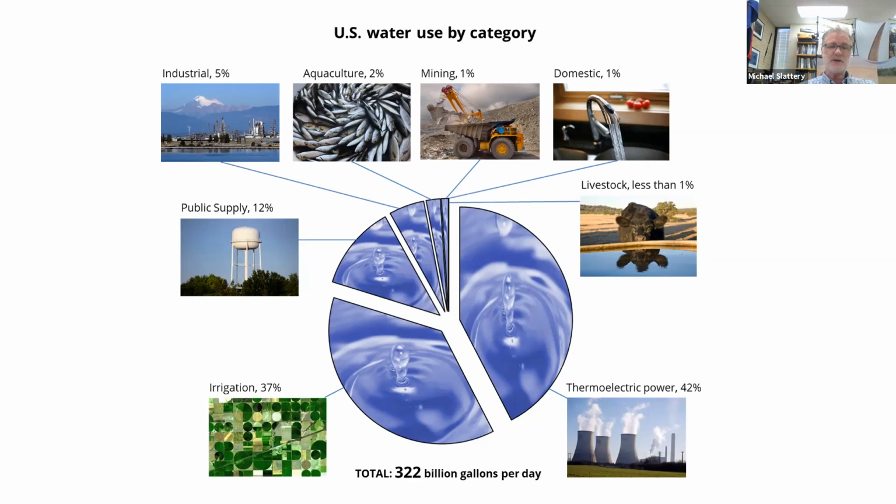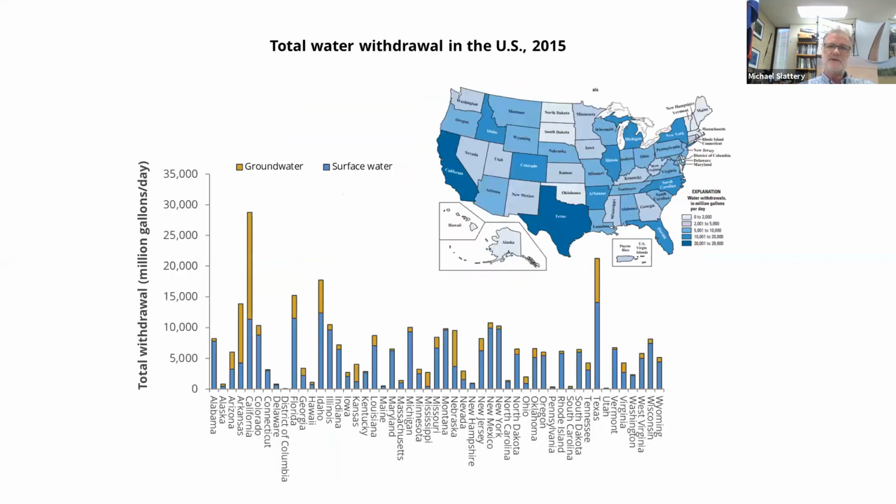Public supply is about 12%, right? Incidentally, domestic, that may be a little misleading. Domestic is off the public supply, so your own wells. But you can see when you look at usage across the US, it's really irrigation and thermal power that are the big drivers of water.